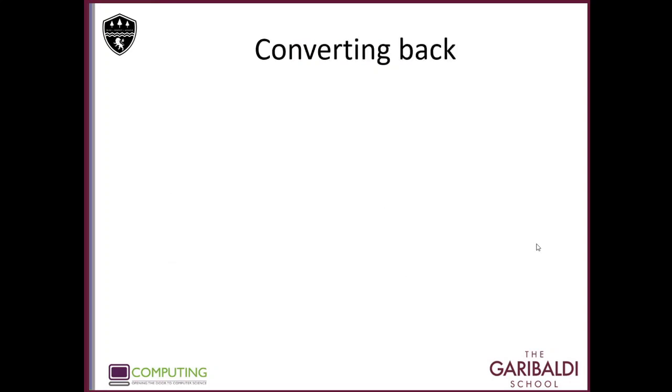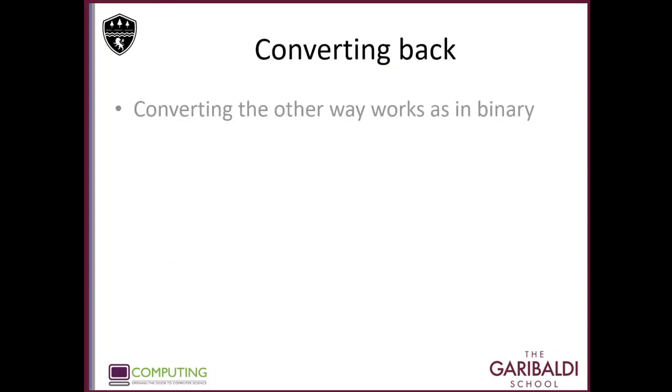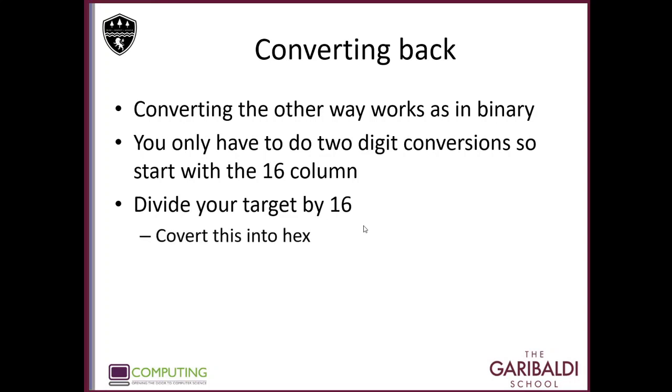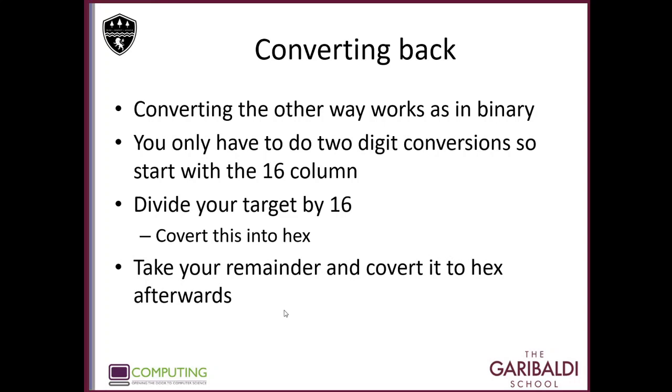Okay, so we're now going to have a go at converting back. Converting the other way works as in binary. You only have to do 2-digit conversions. So start with the 16 column. You need to divide the number by 16, then convert it into hex. Then you take your remainder and convert it back to hex afterwards. Okay, so let's have a look at that in practice.